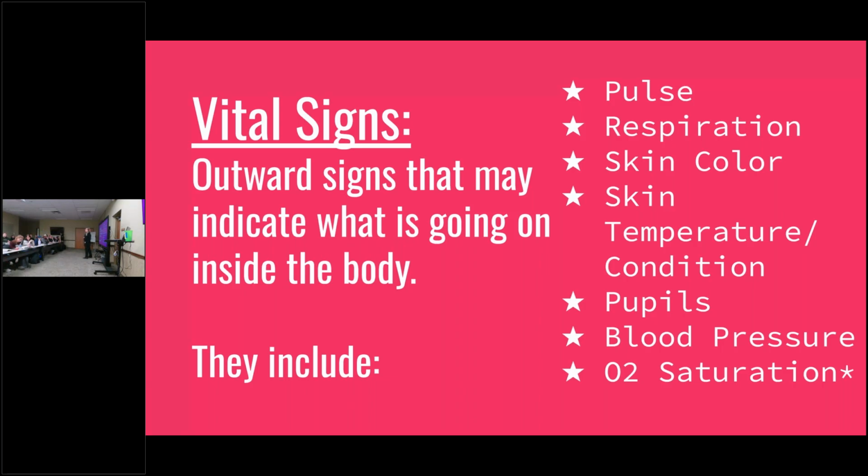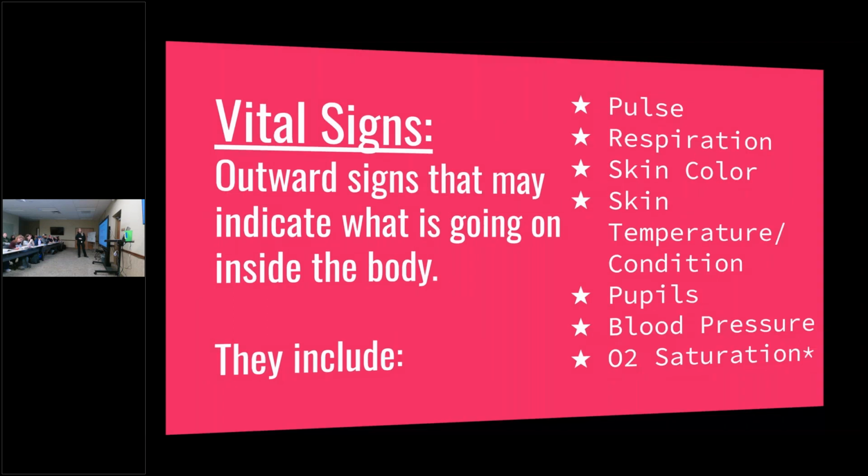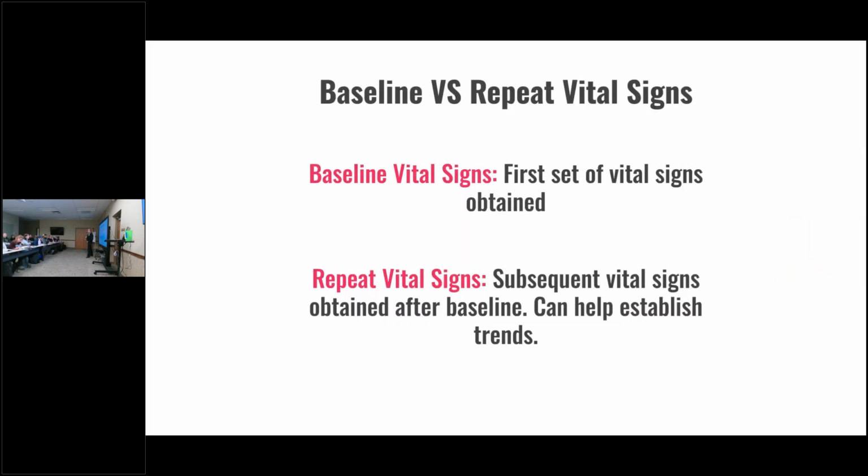I think in your book it actually says that your oxygen sats are not a vital sign, but it is something that we typically take on pretty much every patient, right? So baseline versus repeat vital signs. What are our baseline vital signs? The first set that we get, right? That gives us, like it says, a baseline of where our patient's sitting. And from there, our repeat vital signs are going to show us trends. What is a trend? What's happening over time with our patient, right? Whether they're getting better, getting worse, or staying about the same as when we took that first baseline set.